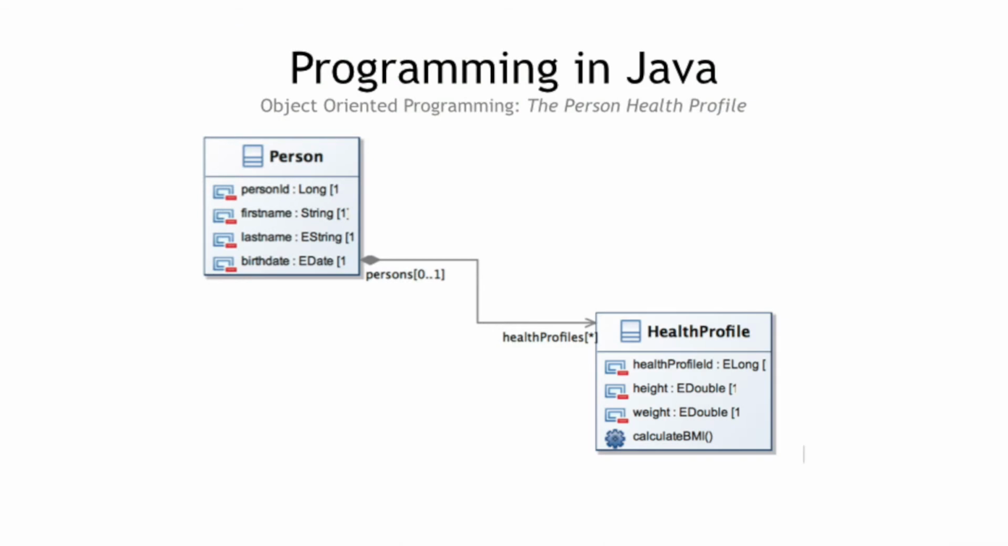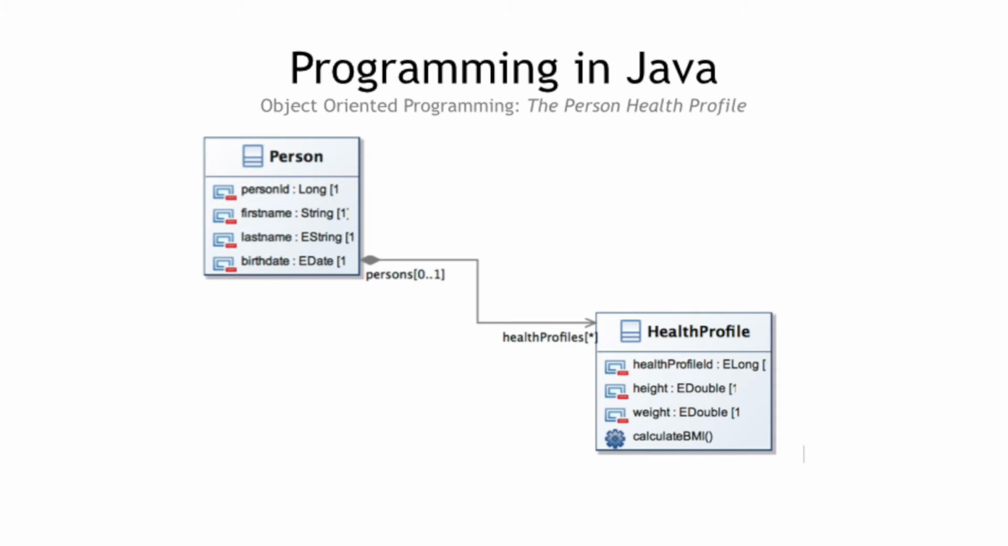We will start by defining a model to represent the resources that we want to expose through our services. Consider, for example, the model of the person health profile. Here we have two classes. We have a person class that defines the characteristics that we want to store or manage of a person. For example, the first name, the last name, the birthday. These are all attributes or fields in the class person.